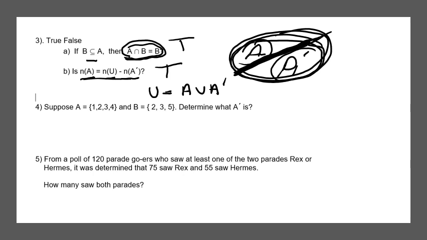Now, suppose A is equal to the set consisting of these four elements, and B is the set consisting of these three elements. You need to determine what A complement is. Remember, that's the notation for A complement. What's not in A? This is a tricky question. You cannot answer.